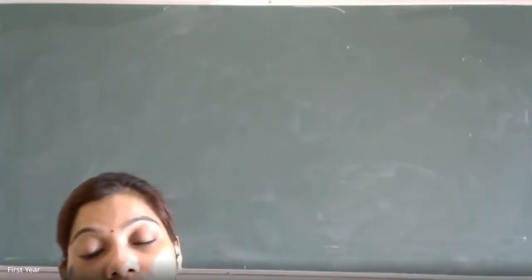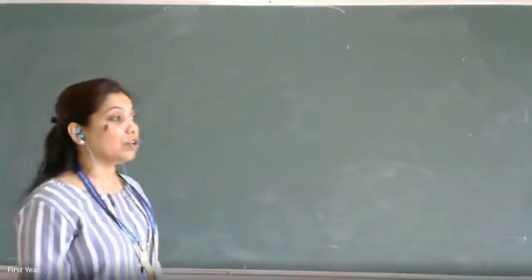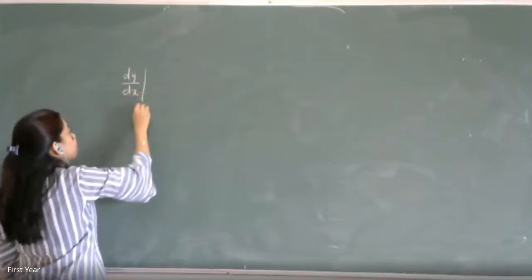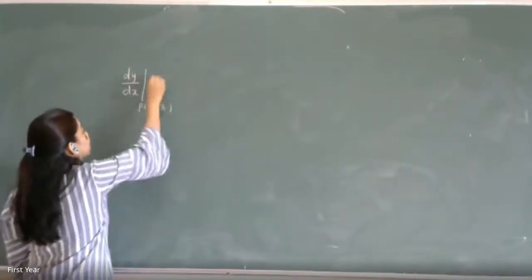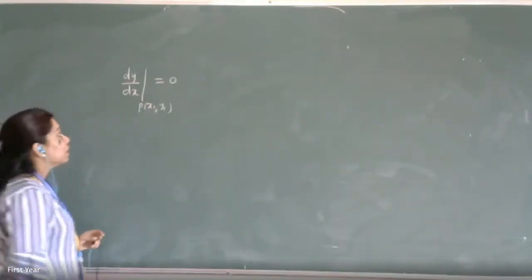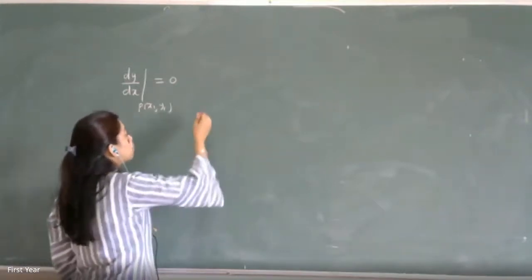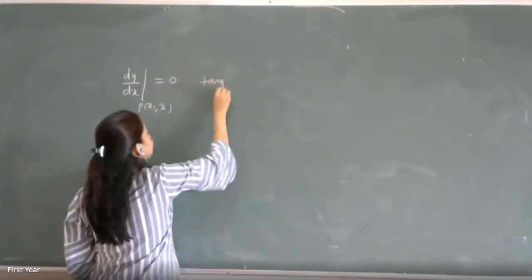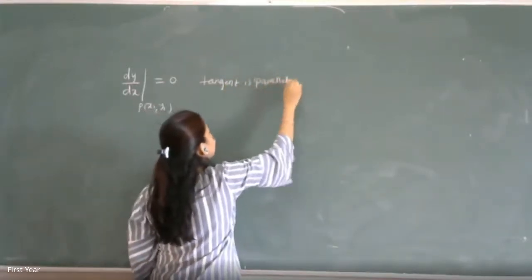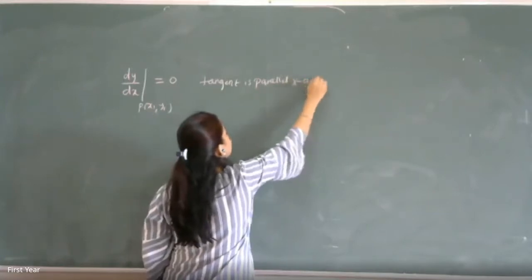Then we have seen, though we have not written it, in general that if dy by dx at the point P, x1 comma y1, is 0, as I have sent in the notes, then we get a tangent parallel to what? We get a tangent parallel to the x-axis.